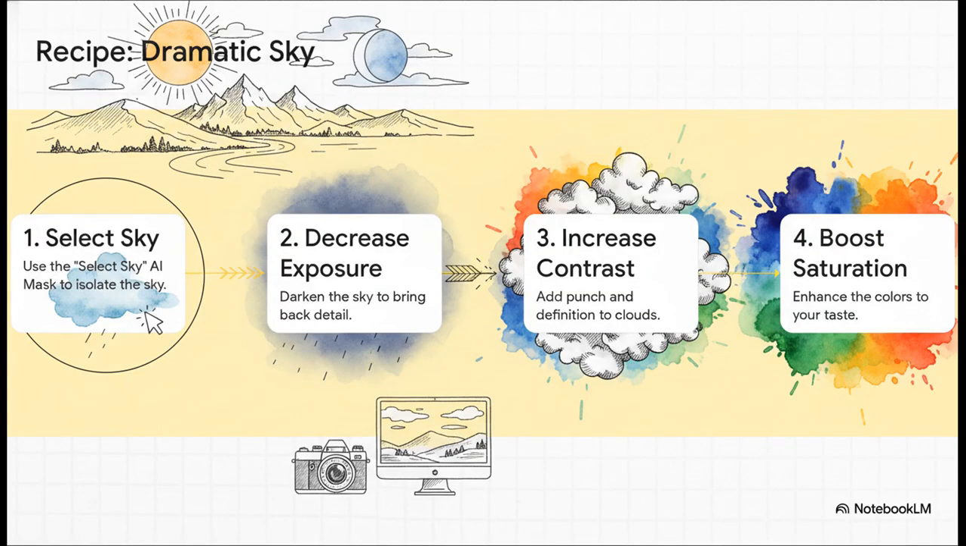Here's a quick recipe you can try yourself. Want to make a boring landscape really pop? Just use the Select Sky Mask. Then drop the exposure a bit, pump up the contrast and clarity, and boost the saturation just a touch. In literally 10 seconds, you can completely change the entire mood of a photo without touching the foreground at all.